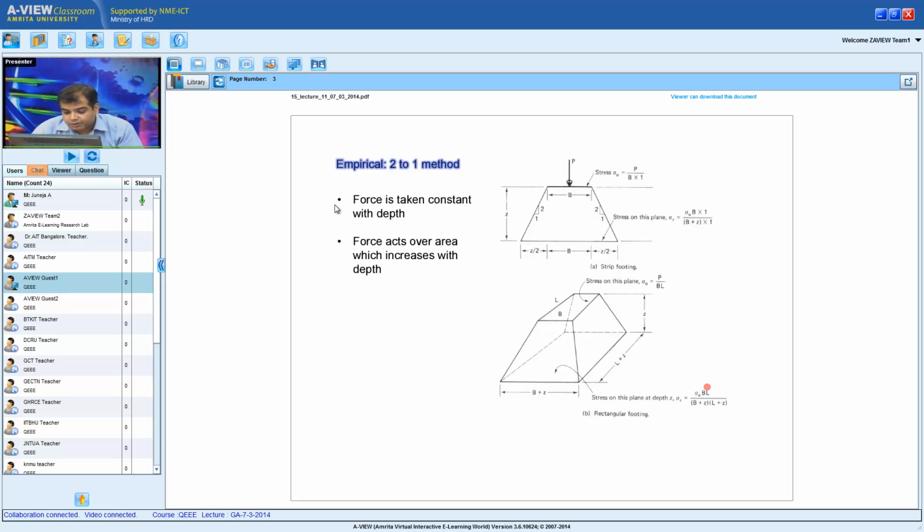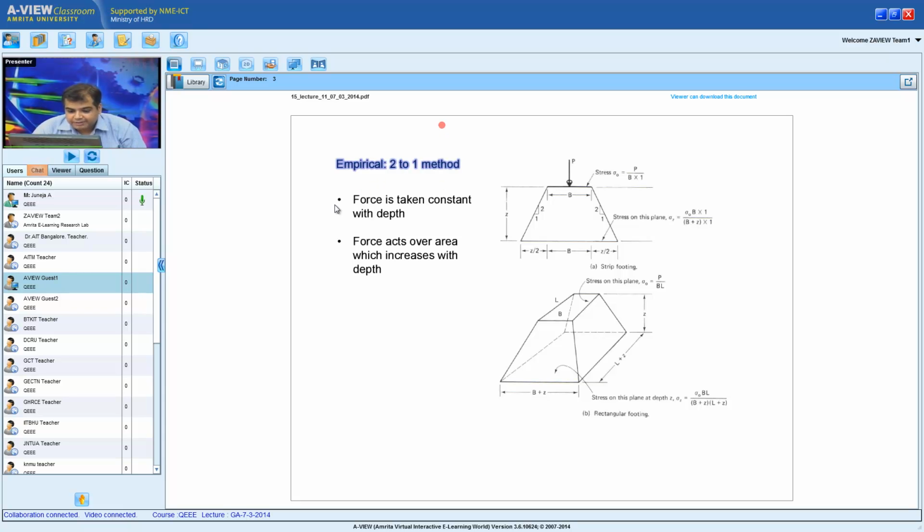So the stress induced at this level, I must correct, would be the force, which is P, which equals sigma naught times B times L. That's the force I have applied. Remember, the force never gets dissipated with depth. It remains, divided by the new area. The new area is B plus Z times L plus Z. I'm not sure if you can read it, but that's quite simple to understand.